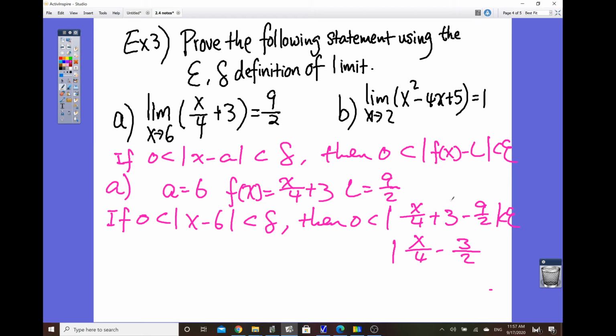Okay, so again, 3 here is considered 6 over 2 minus 9 over 2. So that's why it's negative 3 over 2. So it's less than epsilon. And this one is greater than 0.